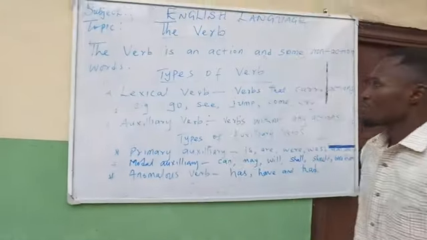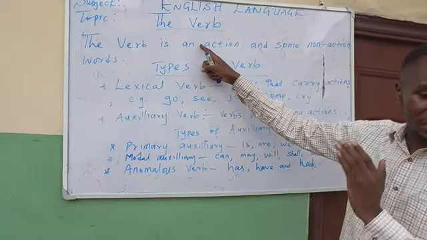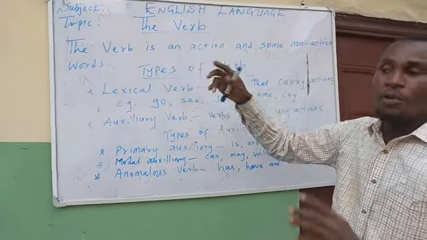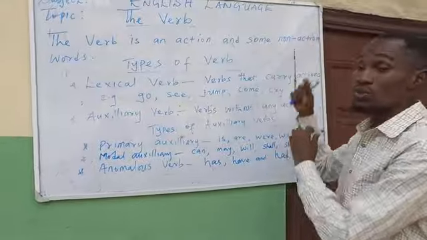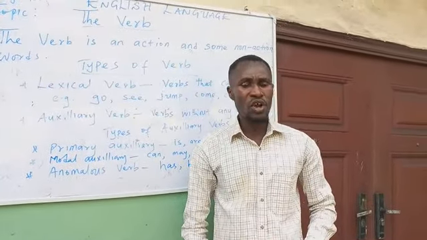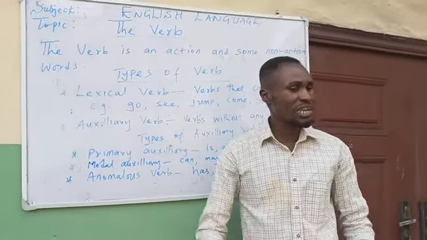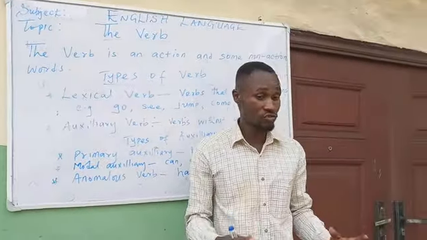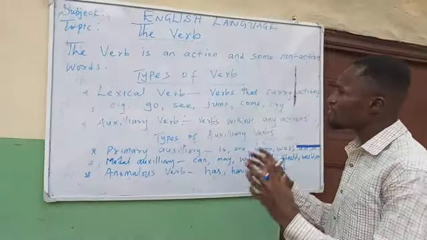So let's start out. We have to understand what it means when we say a verb is an action word, and we also have to understand what it means when we say a verb is also some non-action words. How do we understand that? We have to first of all look at the types of verb. If we can understand the types of verb, then we have understood what it means that a verb is an action word and it's a non-action word. First of all, there are two types of verb.